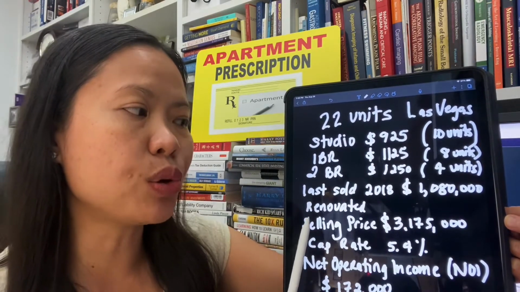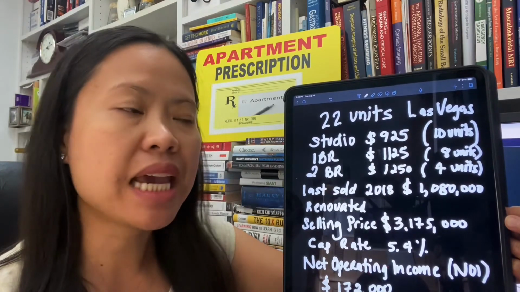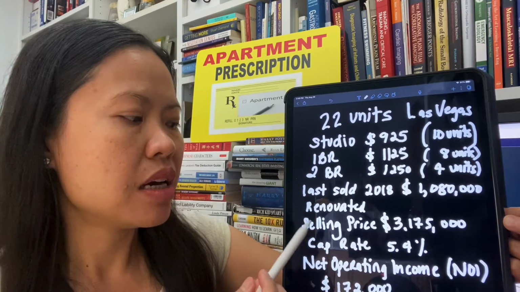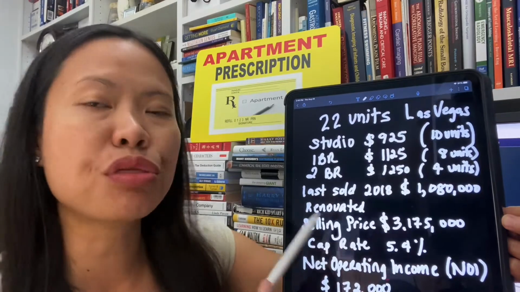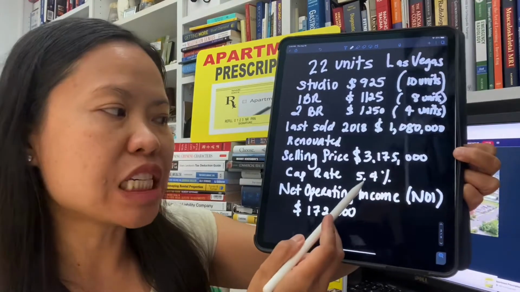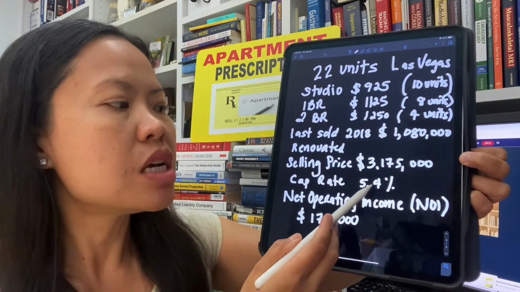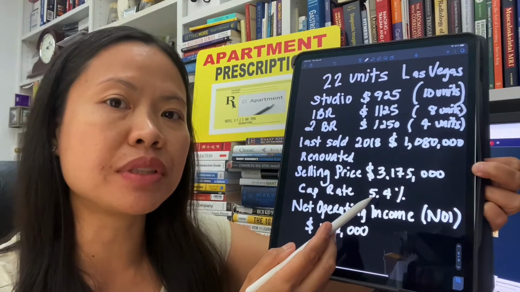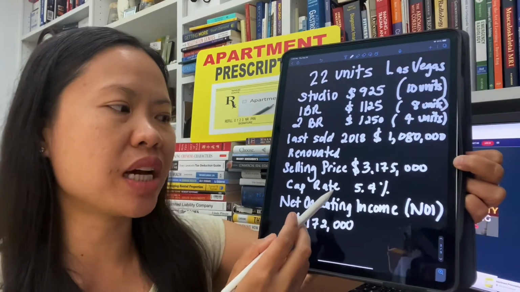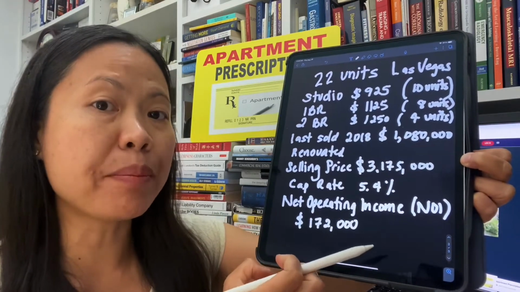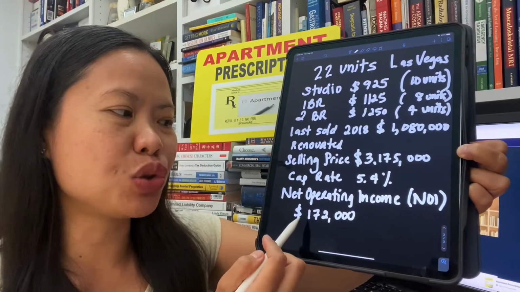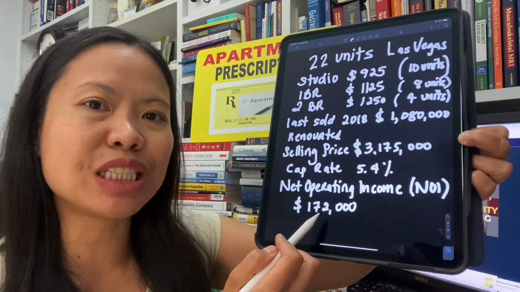It was last sold in 2018 for $1,080,000. It's recently renovated, and the owner is selling it for $3,175,000. Now the cap rate is 5.4%. That means if you purchase the property all cash for $3.175 million, you're going to get 5.4% on the money you paid all out of pocket. The net operating income of this 22-unit apartment is $172,000 per year.